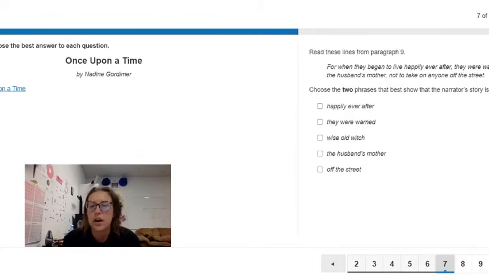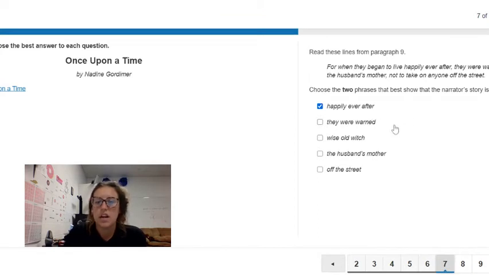Read these lines from paragraph 9. For when they began to live happily ever after, they were warned by that wise old witch, the husband's mother, not to take anyone off of the street. Choose the 2 phrases that best show that the narrator's story is a fairy tale. Okay, happily ever after. This is even the name of a movie about a fairy tale, right? Every fairy tale starts with once upon a time and ends with happily ever after. Not really, but that's the stereotype, right? That's the typical fairy tale.